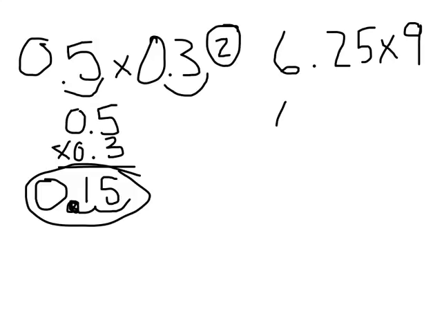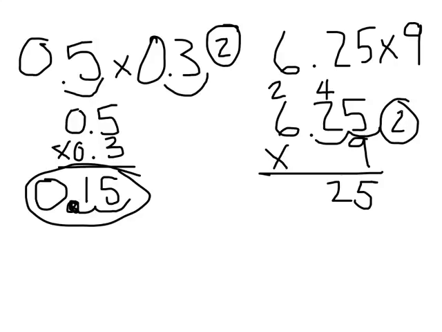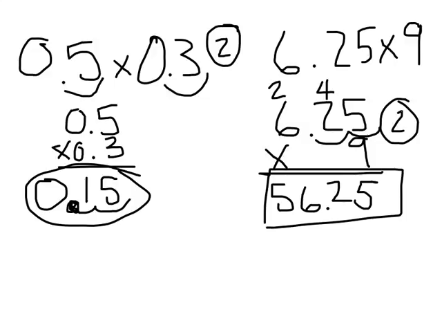Now you try one. What's 6 and 25 hundredths times 9? How many digits need to go behind the decimal? Well, 1, 2. When I multiply, 9 times 5 is 45. 9 times 2 is 18 plus 4 is 22. And 9 times 6 is 54 plus 2 more is 56. The correct answer was 56 and 25 hundredths.